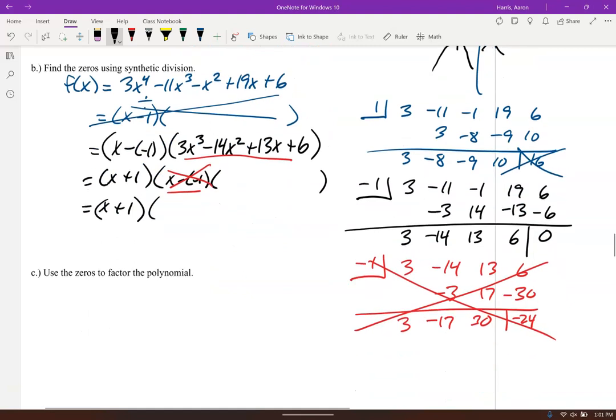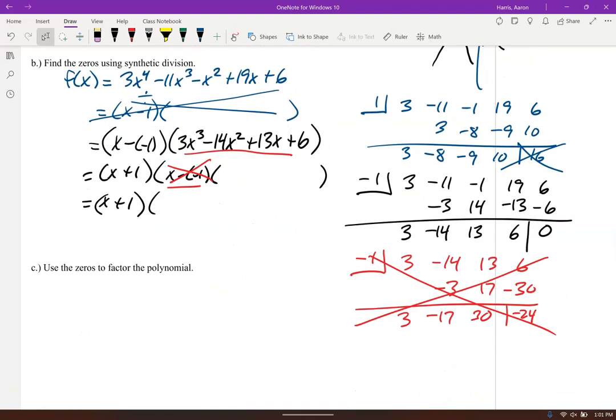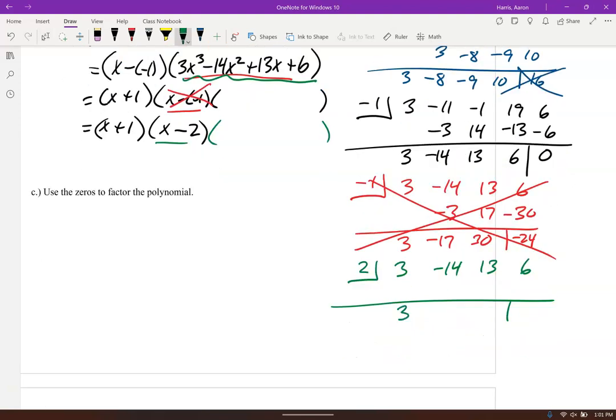Let's try 2. So plus minus 1, plus minus 2, right? See if 2 works. If 2 is a zero, then x minus 2 would be a factor. And we're going to take that one divided by x minus 2 and see what we get. So 2 is our C. 3, negative 14, 13, and 6. Drop the 3 down. Negative 14 plus 6 is negative 8. Negative 16, negative 3, and 2 times negative 3, negative 6. Hey, it works. No remainder. So that's 3, 1 degree less, x squared minus 8x minus 3.